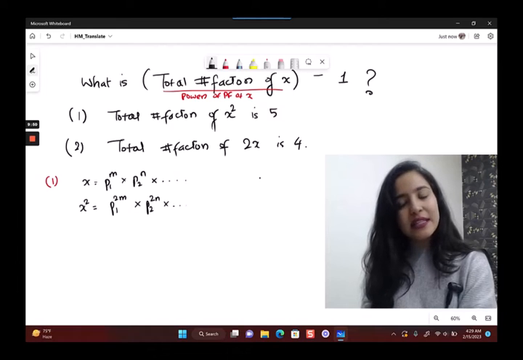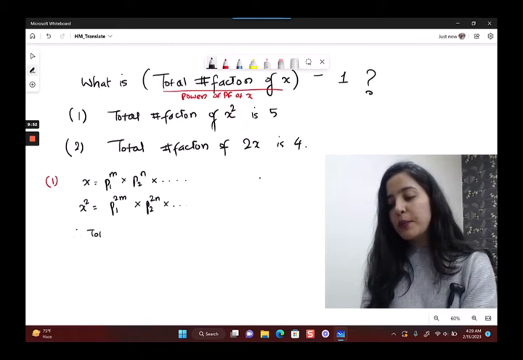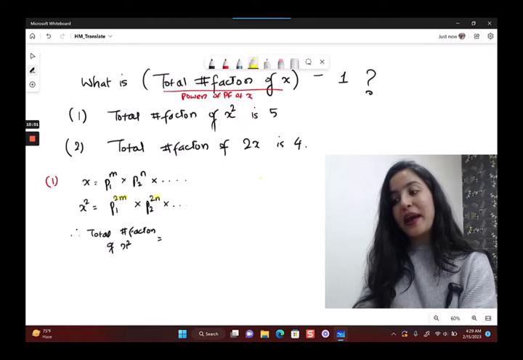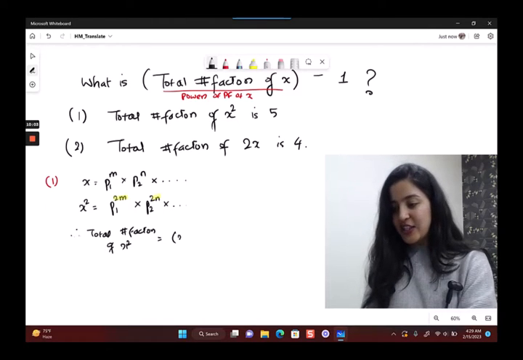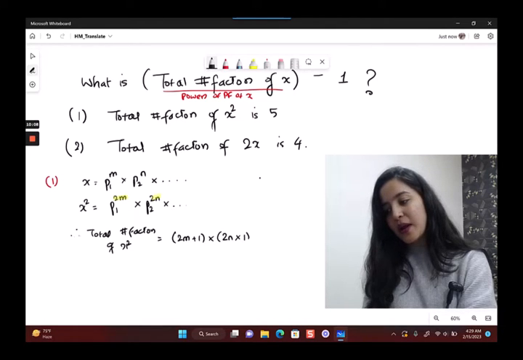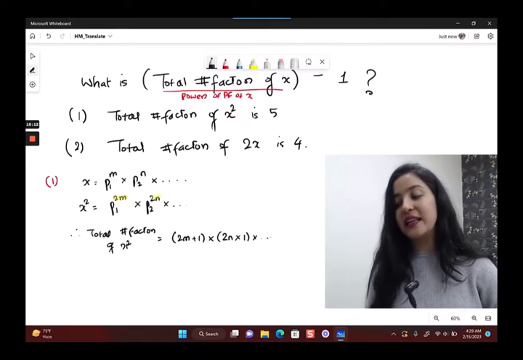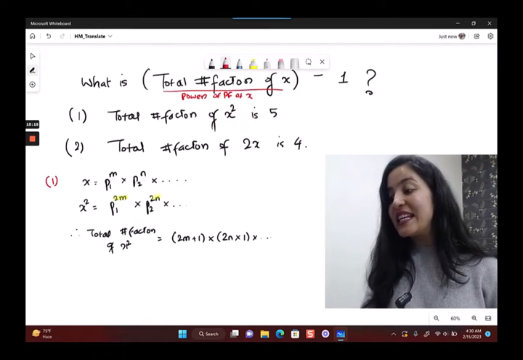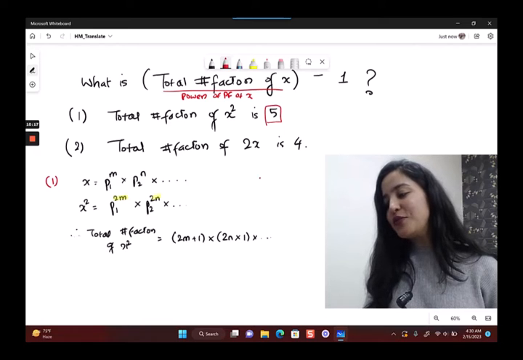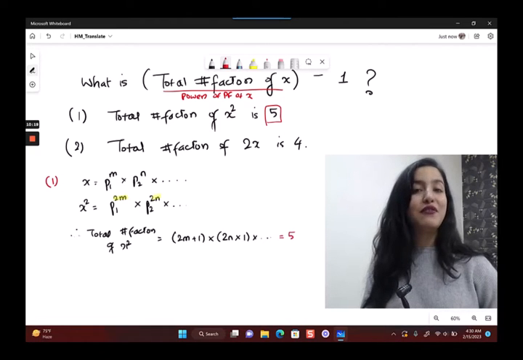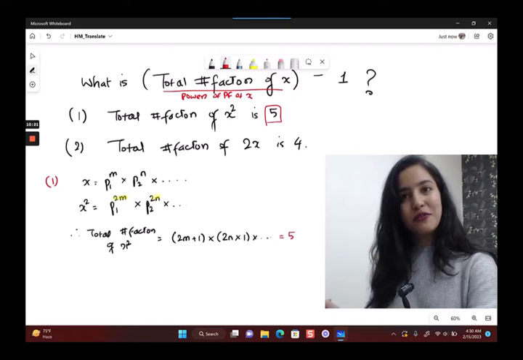Then you apply the same concept. So total number of factors of x squared is going to be, this time you take the powers of x squared of the prime factors, and it's going to be 2m plus 1 times 2n plus 1 times so on. Whatever prime factors, howsoever many it has, you're going to just take them and multiply. Now this is given to us, it's equal to 5. We know it has 5 total number of factors, right?